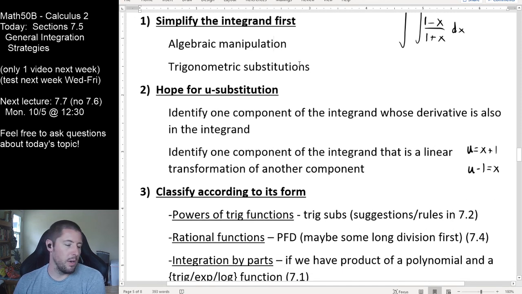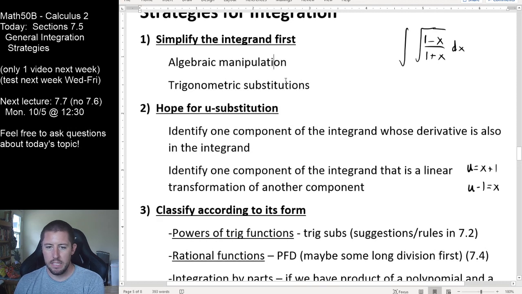Trig substitutions. We don't have any trig stuff right now, so that doesn't seem like it. U sub. Can I identify one component whose derivative is also in the integrand? No. There's no one part of this where the derivative is also in here. Alternatively, identify one component of the integrand that is a linear transformation of another component. This is actually pretty close to something that's happening in here, but recognize that our issue is still going to be that if we have a couple different gross terms both stuck underneath that square root, we're kind of screwed.